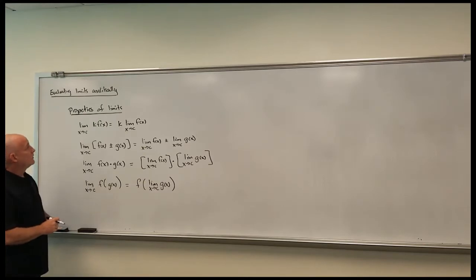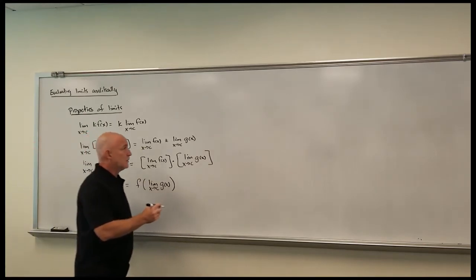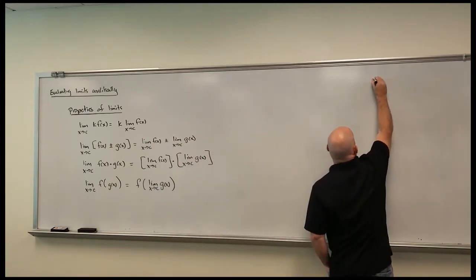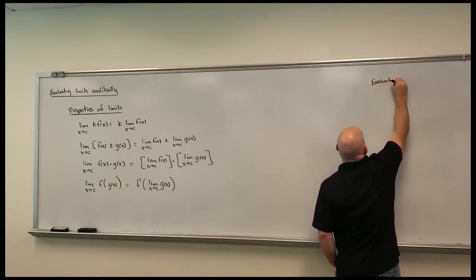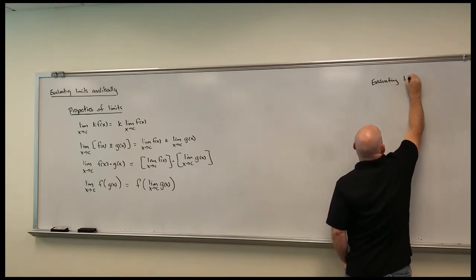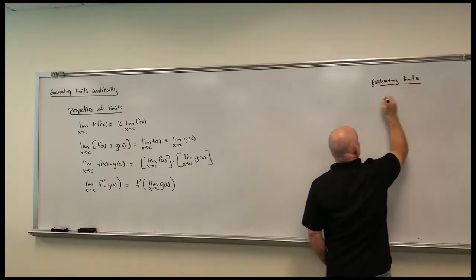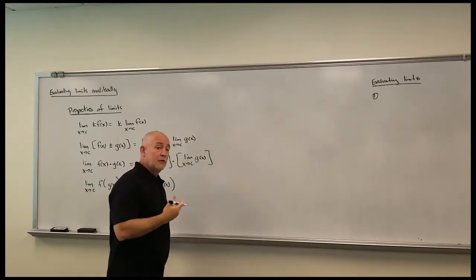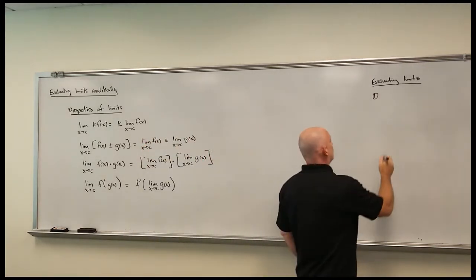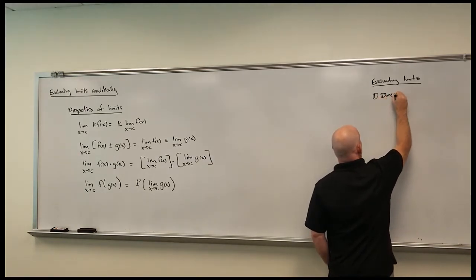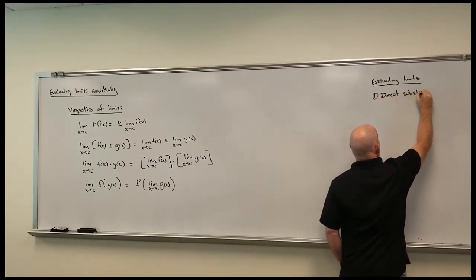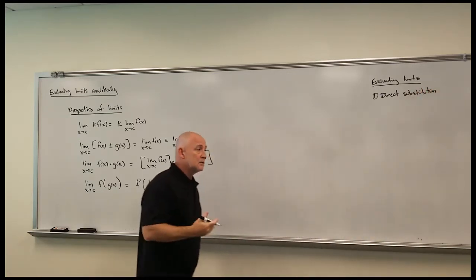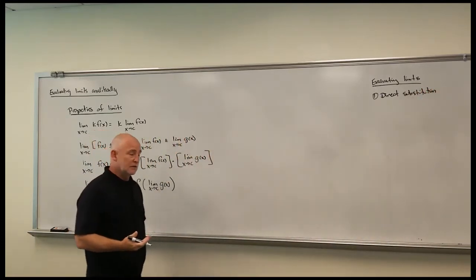All right, let's take a look at evaluating limits. Now, when we're evaluating limits, we're going to go down a list of what we want to try. The first thing we want to try is something called direct substitution. Now, here's the idea behind direct substitution. Let's see if this makes sense at all.